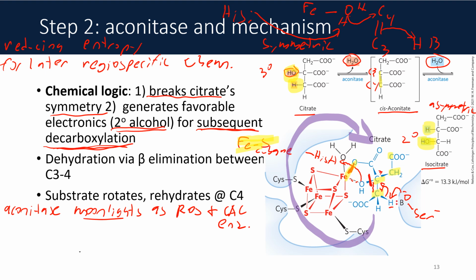So high reactive oxygen species is going to ultimately dismantle the iron sulfur cluster, which shuts down the citric acid cycle.